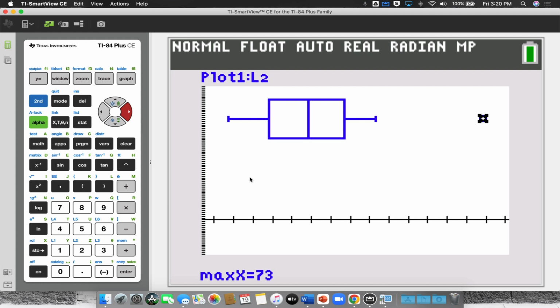Okay, 73. 73 is an outlier. So we have the minimum, the maximum is 73, Q3 is 42, median is 34, 25 is Q1, and then 16 is the minimum. Are there any outliers? Yes. What's the value of IQR? Q3 is 42. 42 minus 25 is 17.